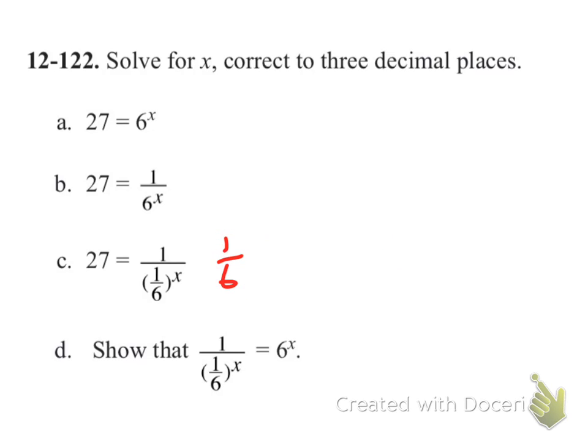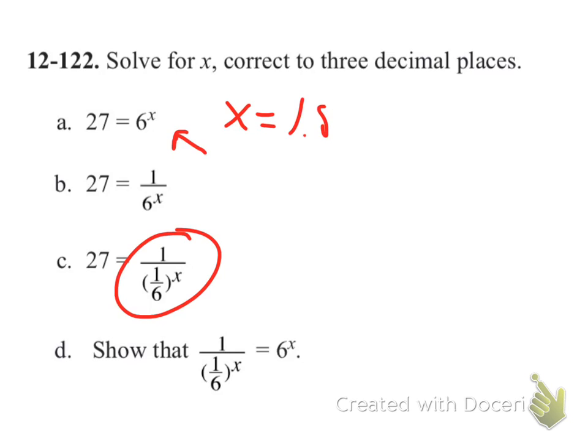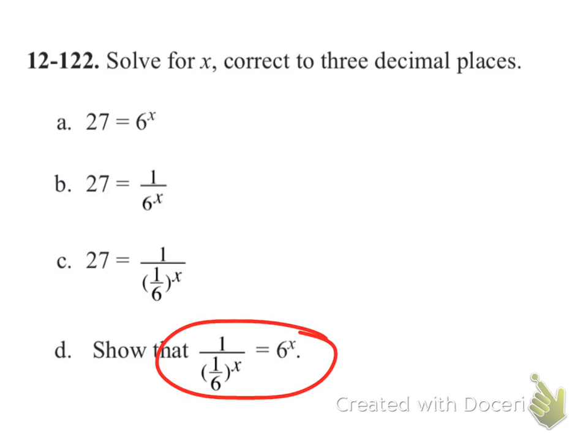So this problem here actually turns into the exact same thing as problem A. Again, just by using negative exponent things. If you wanted to go through and solve it just like we did the previous problems, you can. But this is going to be the exact same as problem A. So x equals 1.839. So again, using our negative exponent laws on that one. That then is the exact same idea as problem D.